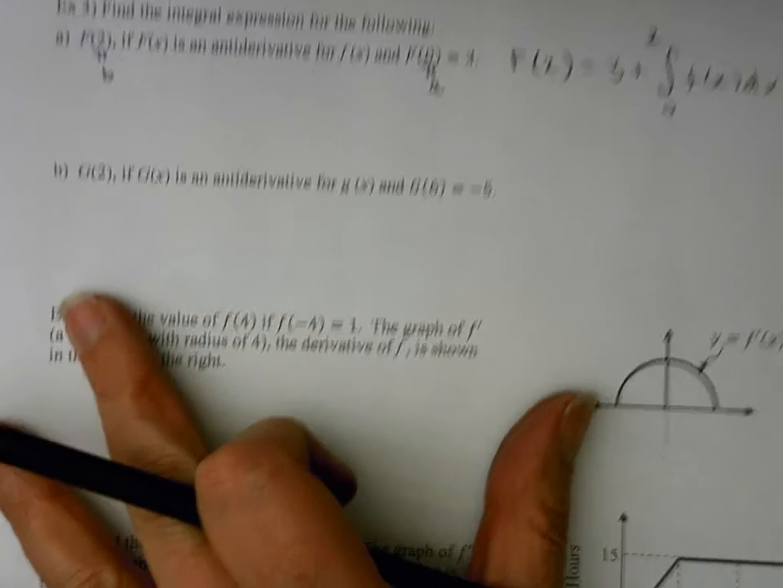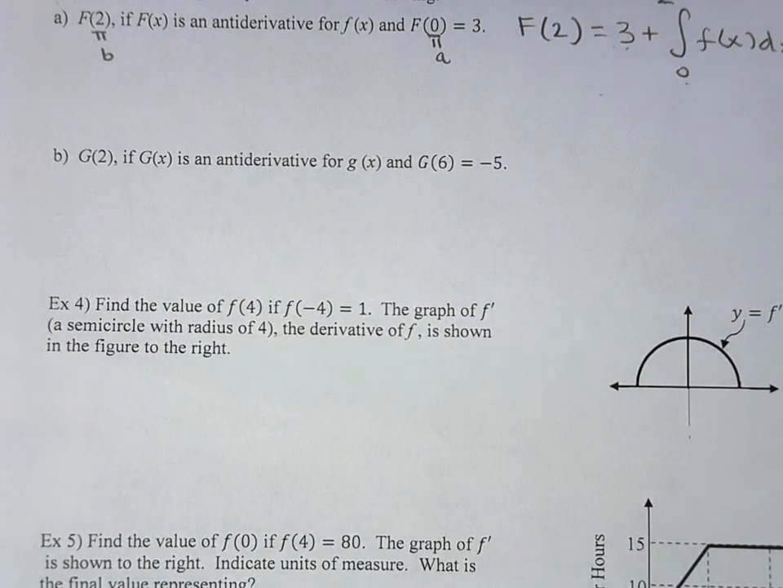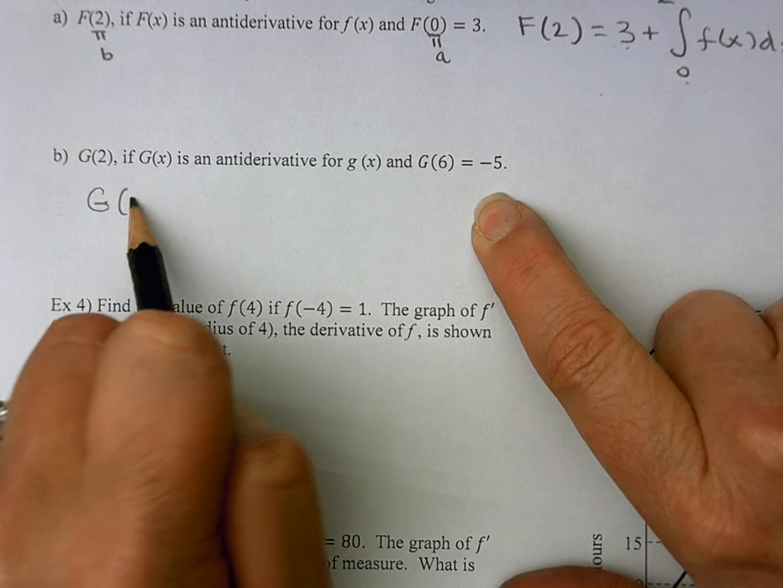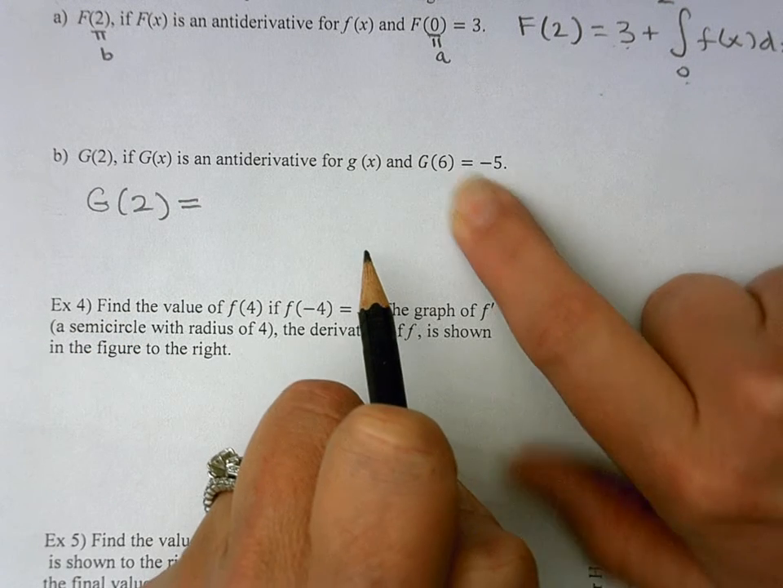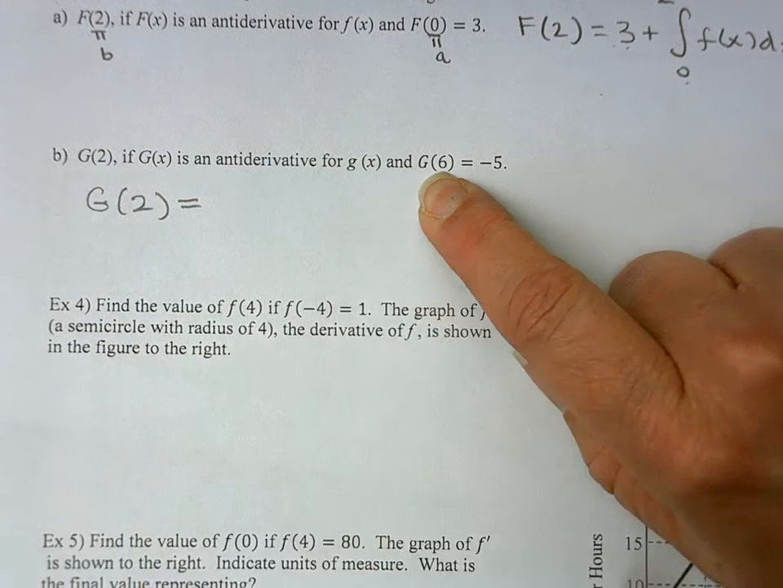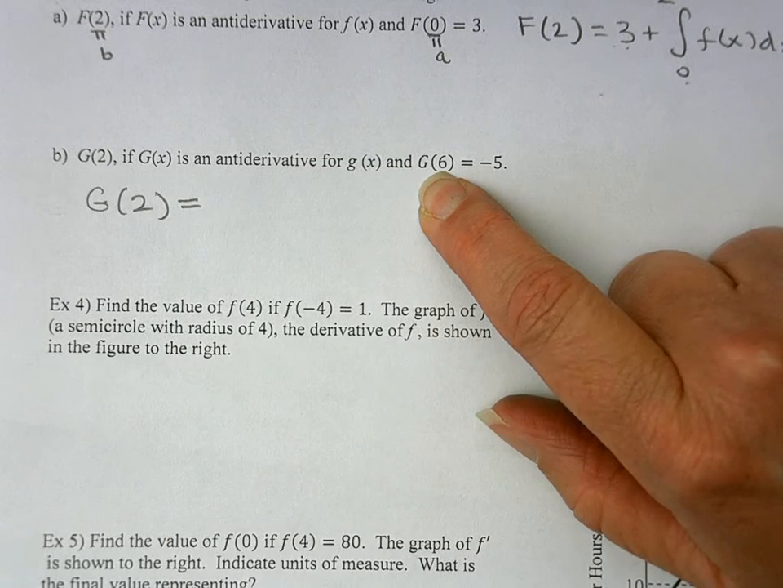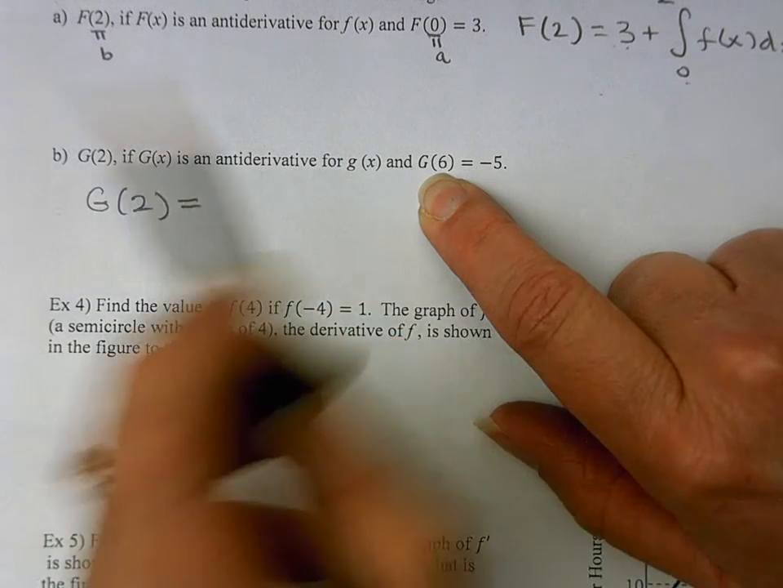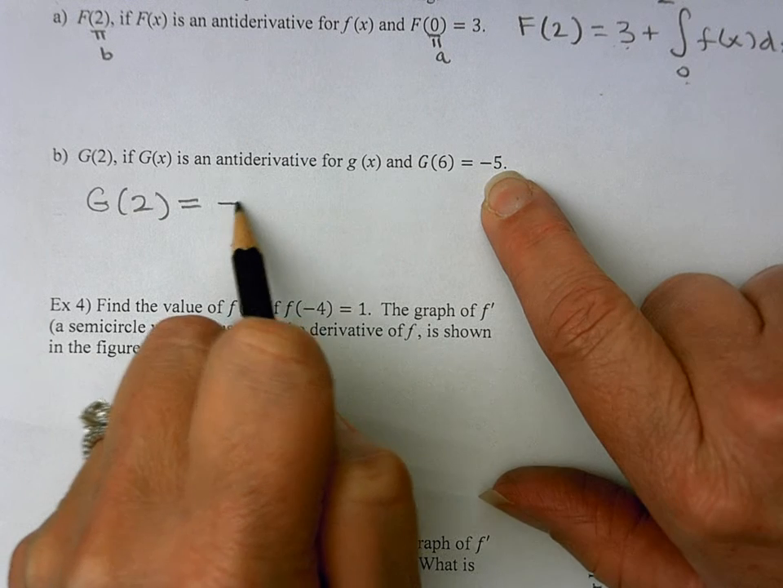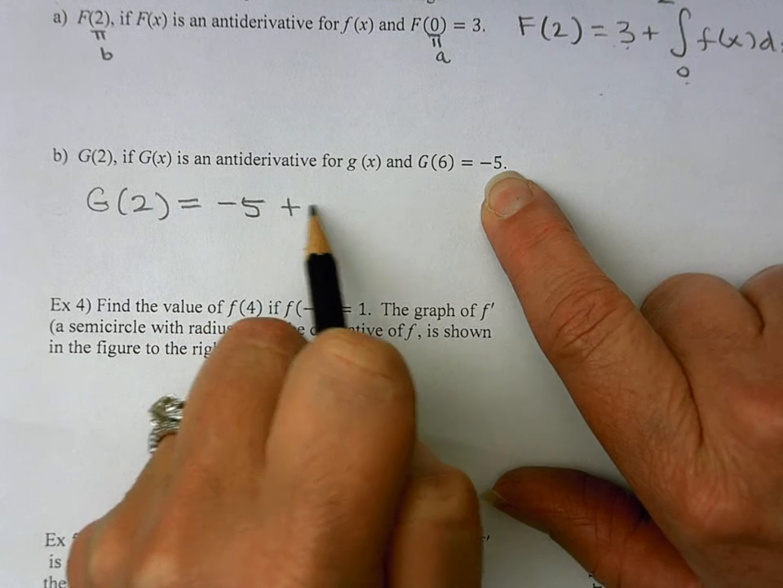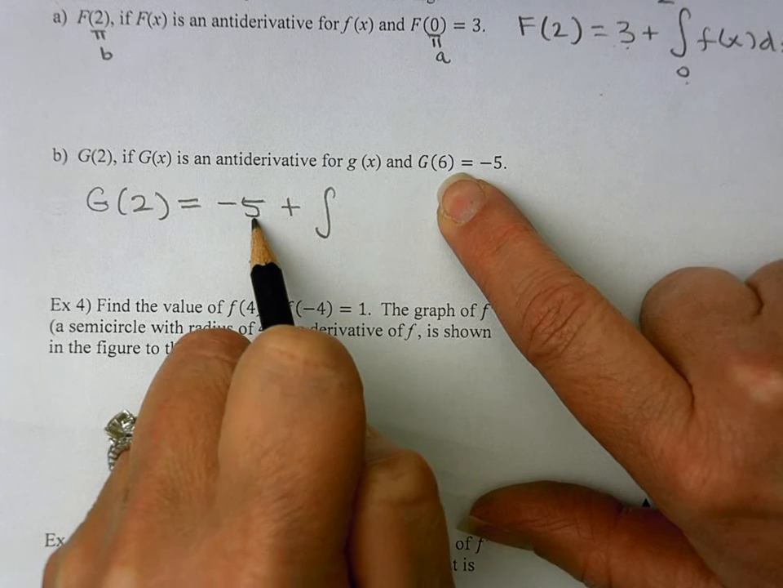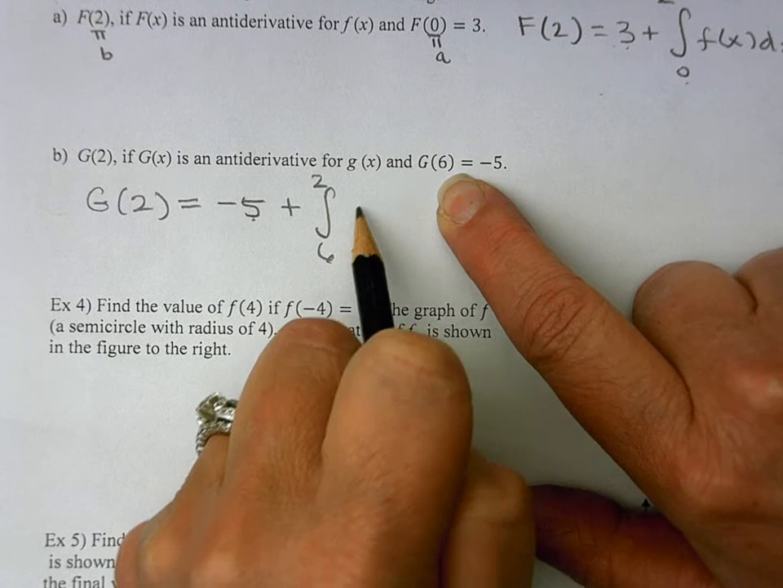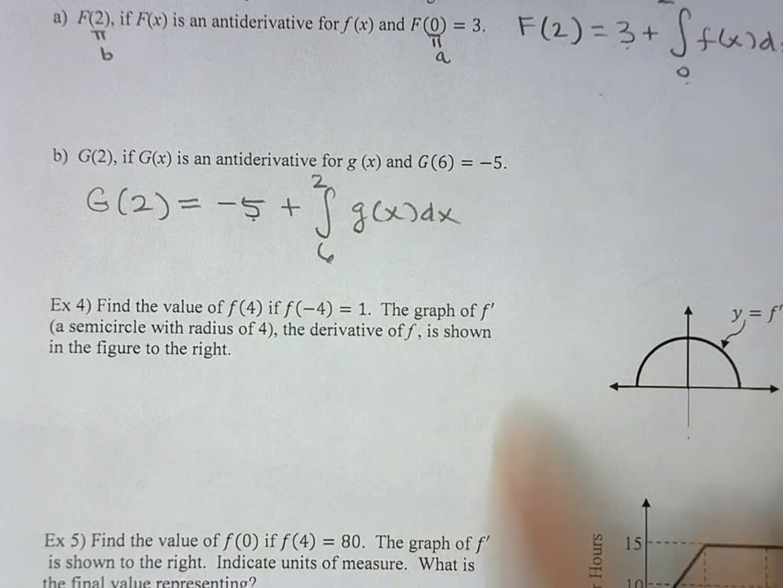So same concept here, okay? So we want to find g of 2 this time, so g of 2. So here we're starting at 6, right? A little strange here, starting at 6 and we're headed to 2. So we're at x equals 6 and we're headed to 2. So we're going to be going backwards here. So we started at 6, which is -5, right? And then our change in our amount. So this came from x equaling 6, and then we're headed to x equaling 2, of g of x, and then dx, okay?